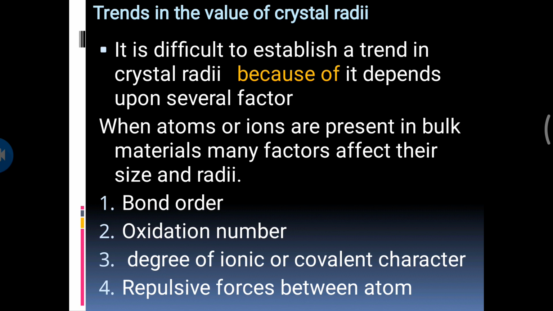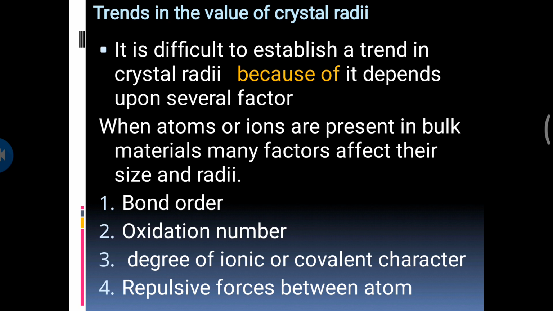Now, trends in the crystal radii. It is difficult to establish trends in crystal radii because they depend upon several factors. So many factors affect crystal radii, and that's why we cannot explain the trends properly. When atoms or ions are present in bulk materials, many factors affect their size and radii.